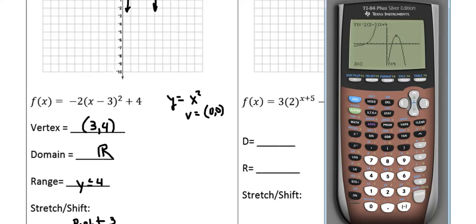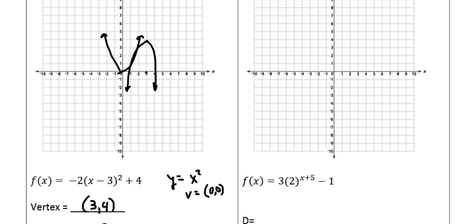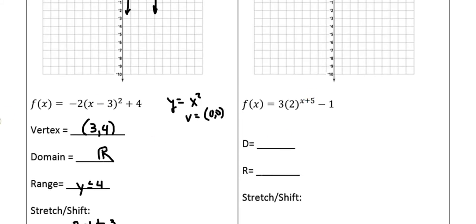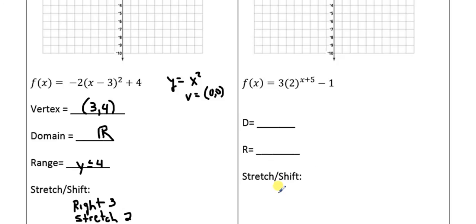Okay, the second problem here is an exponential function. Up here in the exponent, we are going to move to the left 5 this time. It's left because to make that equal to 0, we're going to have to put in a negative 5. At least that's the way I like to look at it. Our parent function here is y equals 2 to the x.